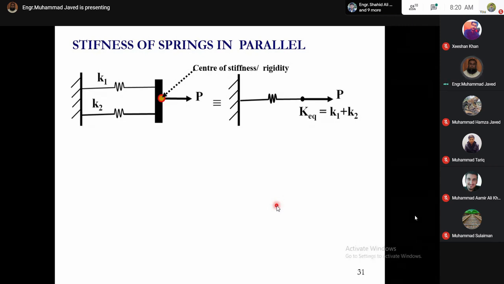Now, springs in a system can be connected by two methods. Number one, when they are connected in parallel. When two springs are connected in such a way that we apply an external force P, and that force is distributed among both the springs. Such an arrangement is known as springs connected in parallel.